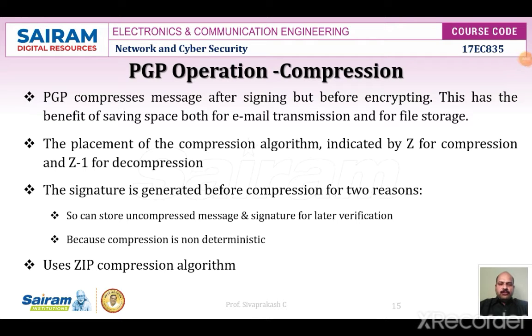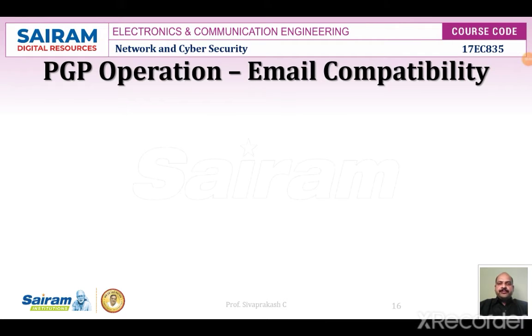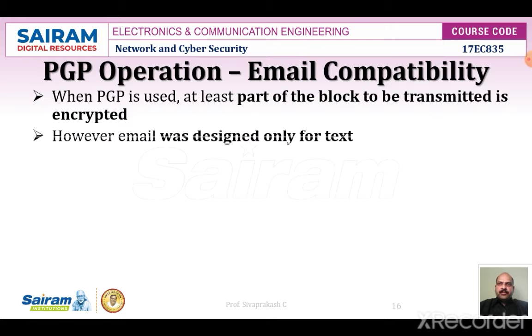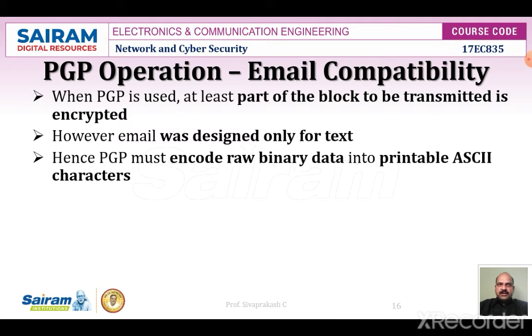The fourth parameter is email compatibility. What actually is email compatibility? When PGP is used, at least a part of the block to be transmitted is encrypted. If only the signature service is used, then the message digest is encrypted with the sender's private key. If the confidentiality service is also used, the message plus signature are encrypted with a one-time symmetric key.